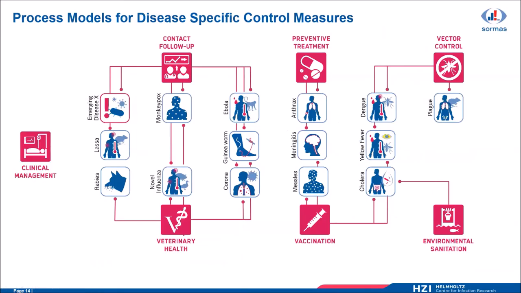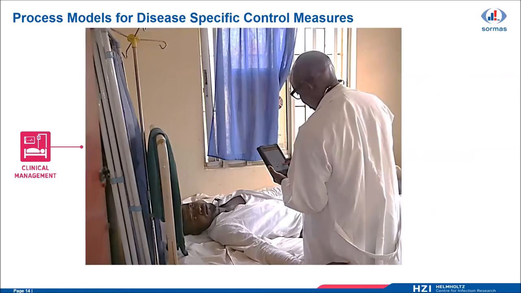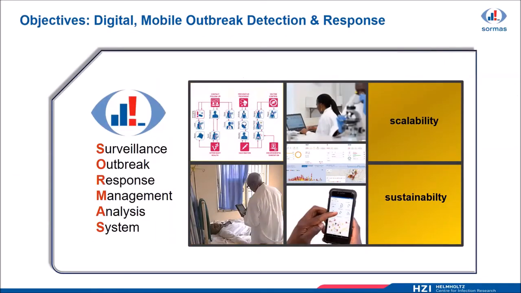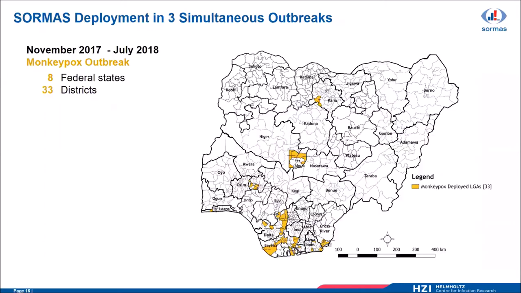I will show you an example of that within the demo in a matter of minutes. The clinical management part of SORMAS is very unique to the response part of it, because when you're able to detect diseases from the lowest level, when you talk about the hospitals, then you're able to do surveillance efficiently and you're able to detect outbreaks when they start.